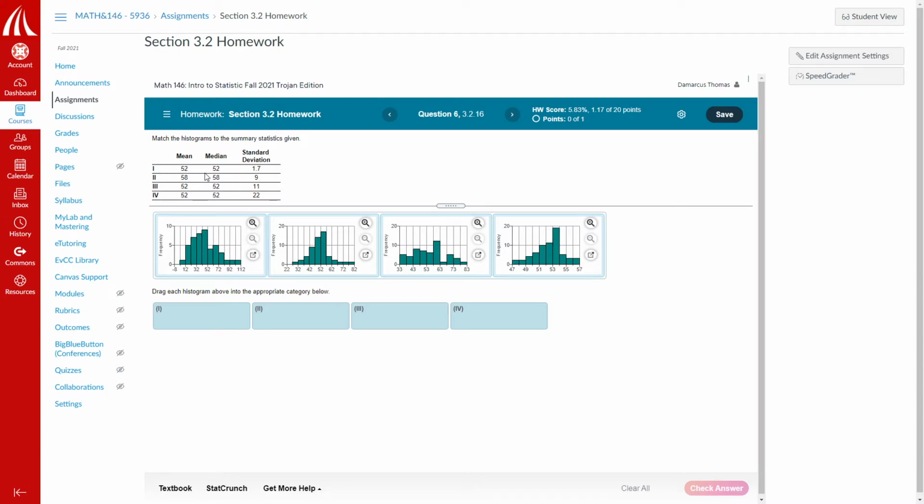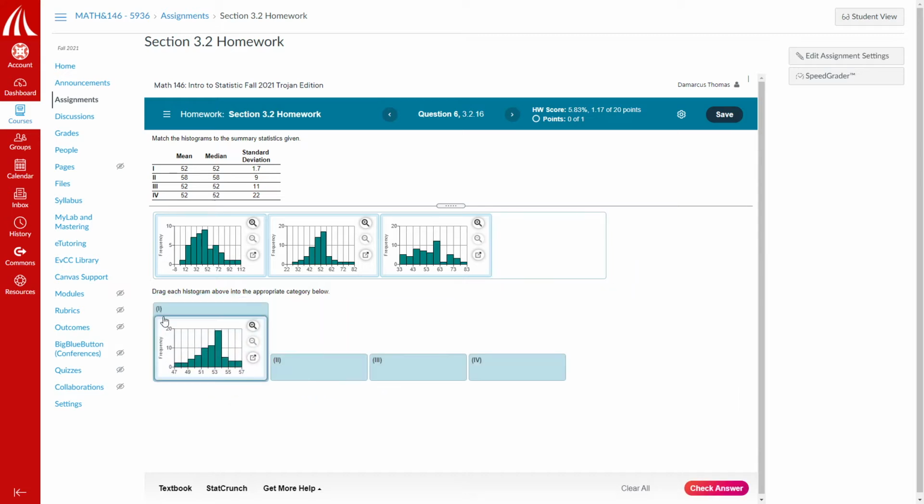Whenever the mean and the median are the same, we're looking for a distribution that is symmetrical. And because the deviation is small, it does not vary that much. The majority of the data are very close together. If we look over here, the range here is 10, the range here is 50, the range here is 60, the range here is more than all the others. So this would be the one. I would match this one with the 1.